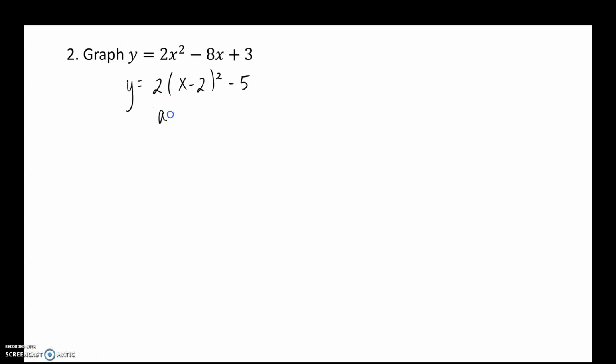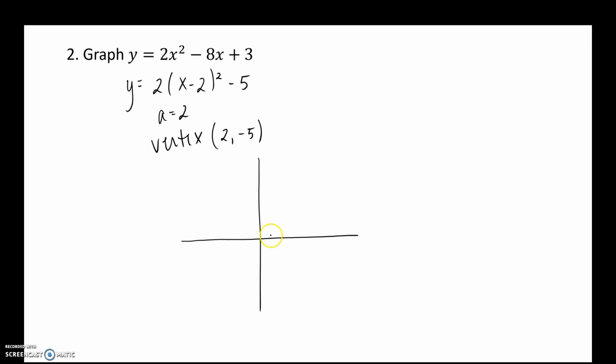Okay, so we have a is equal to 2. We know the vertex is 2, -5. So I just said if you're asked to graph, first and foremost, you've got to start with the vertex. 1, 2, 3, 4, 5. So there's my vertex. a is positive, so I know my parabola is going to open up. Okay, what else do I know?